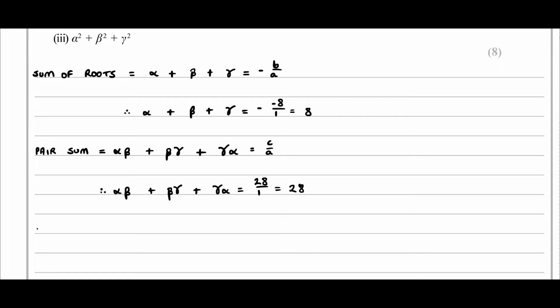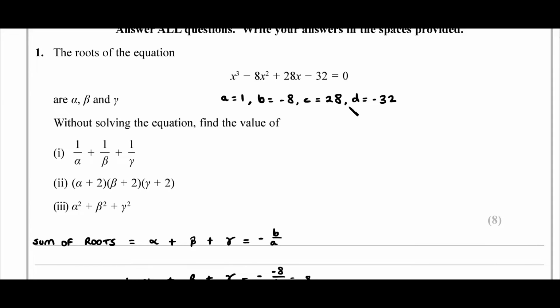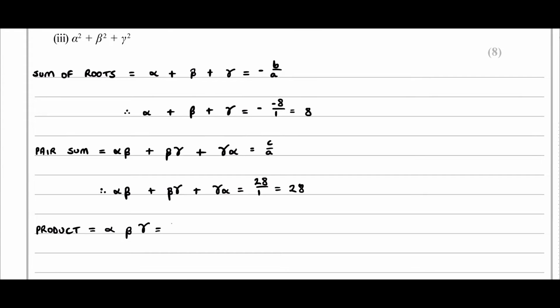And finally, if we consider the product, alpha multiplied by beta multiplied by gamma, alpha beta gamma, that's equal to minus d over a. So we have minus minus 32 over 1. So therefore, alpha beta gamma is equal to 32.